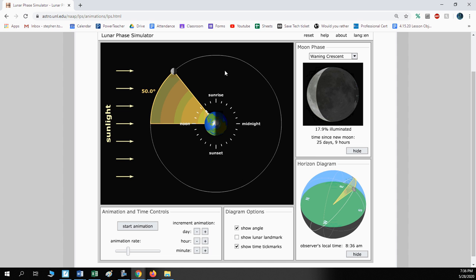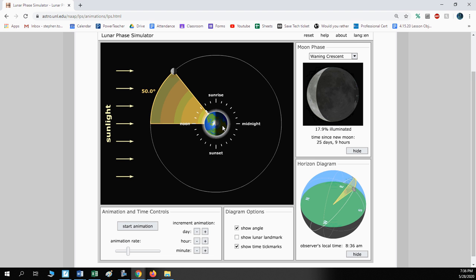For the last bit of questions, you're shown a model of where the moon is in its orbit around Earth and which direction the sunlight is coming from. It's super important that you pay attention to the direction of the sunlight, because it's all relative to that. A new moon will always occur between the Earth and the sunlight. So you've got to make sure that you're orienting your model correctly.